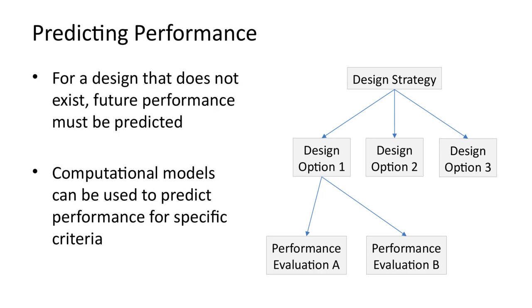The predictions are for future performance assuming the design is actually constructed. Computational models can be used to calculate such predictions, using various methods. We will discuss two methods: detailed simulations and simplified performance indicators.